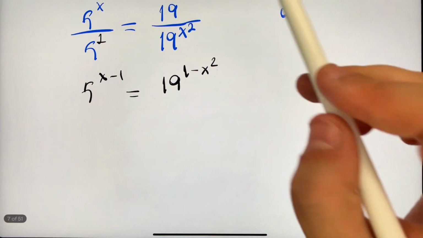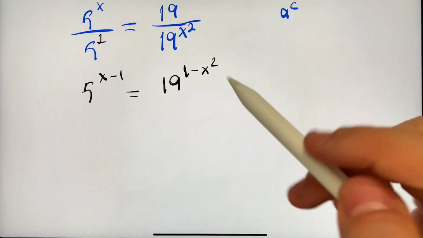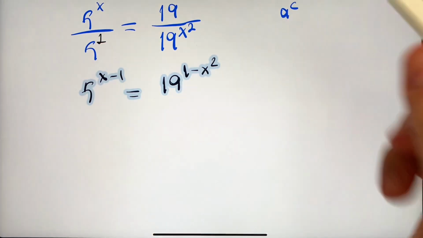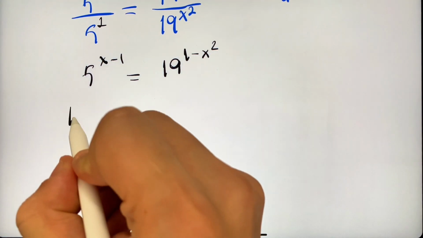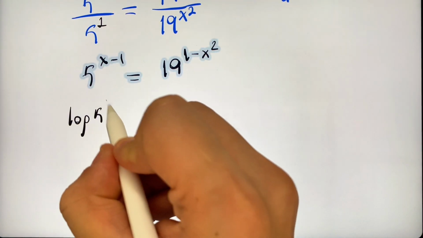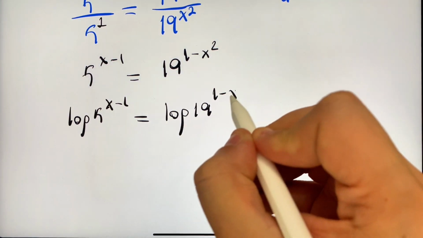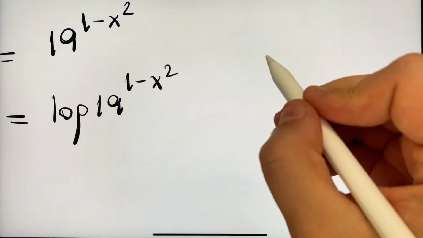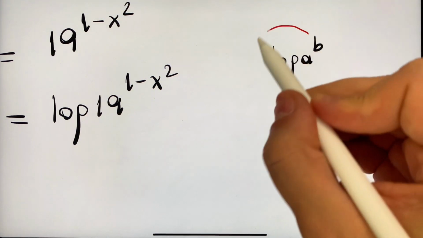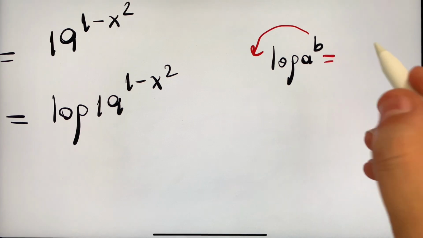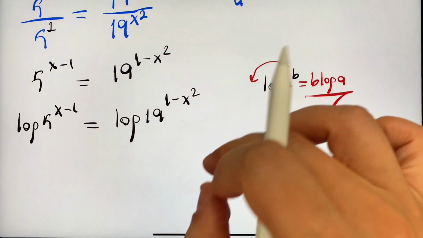Now the exponents are algebraic expressions, and I want them expressed as multipliers. What feature can I use, friend? Logarithm. I take the logarithm of both sides: the logarithm of 5 to the x minus 1 equals the logarithm of 19 to the 1 minus x squared. I immediately think of another feature of logarithm. If you pay attention to the expression a to the b, the number b comes in front of the logarithm as a multiplication. Let's use this feature right now.